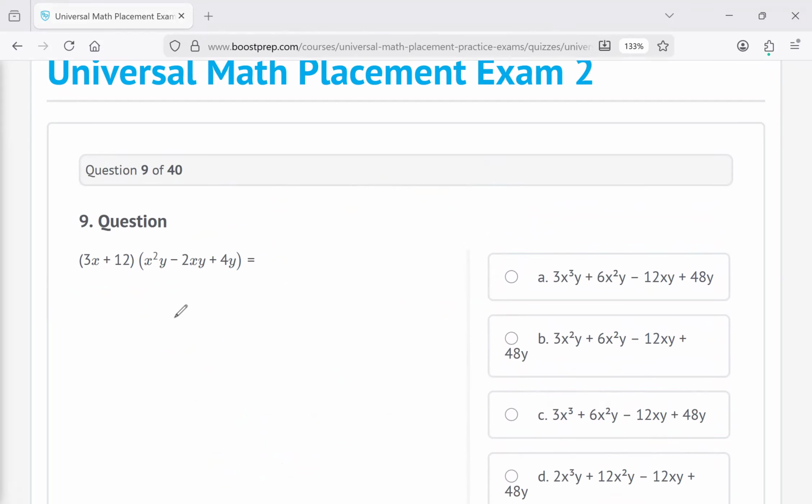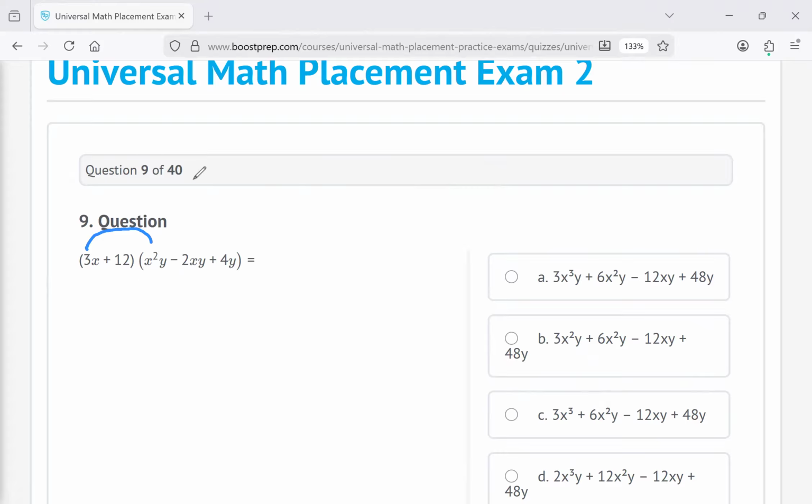Question 9. We have some foiling to do. 3x squared plus 12 times x squared. You just gotta FOIL it out and clean it up and be careful. So let's FOIL this out. What's 3x times x squared y?